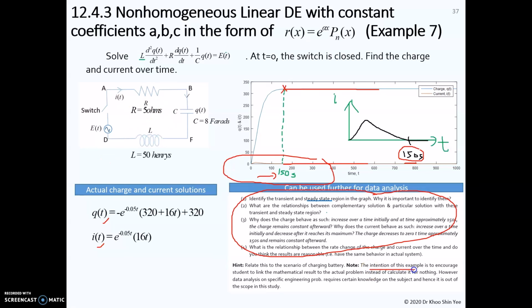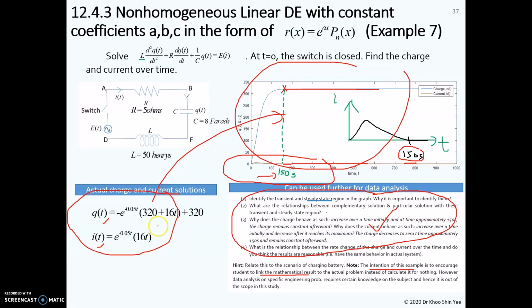The intention of this example here is to encourage the student to link the mathematical result that you obtain to the actual scenario, instead of calculating the solution but knowing nothing. Data analysis on a specific engineering problem requires certain knowledge of the subject. Therefore, data analysis like this will be out of the scope of this study. You will learn more about this in other engineering classes.